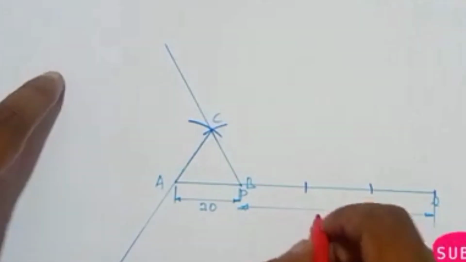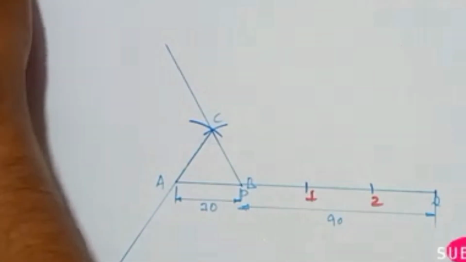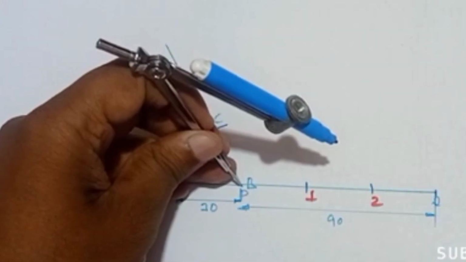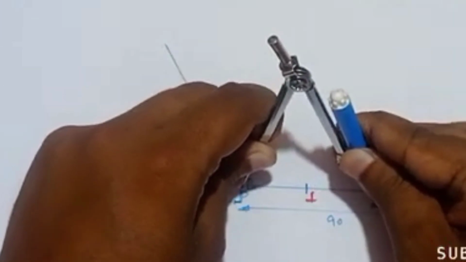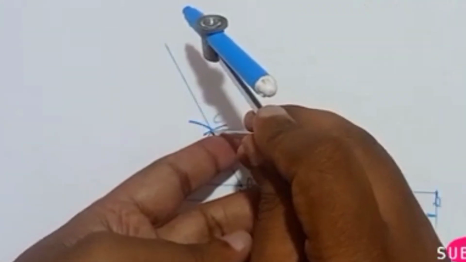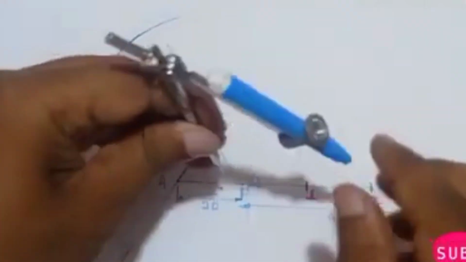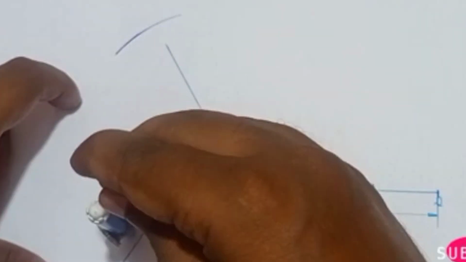Here, the cut points we will name as 1 and 2. First I will measure the length from P to point number 2, and cut it here, keeping the compass at the point C. Cut an arc. In the same way, I will measure the length from P to point number 1 and keep it at the point A and cut the arc.